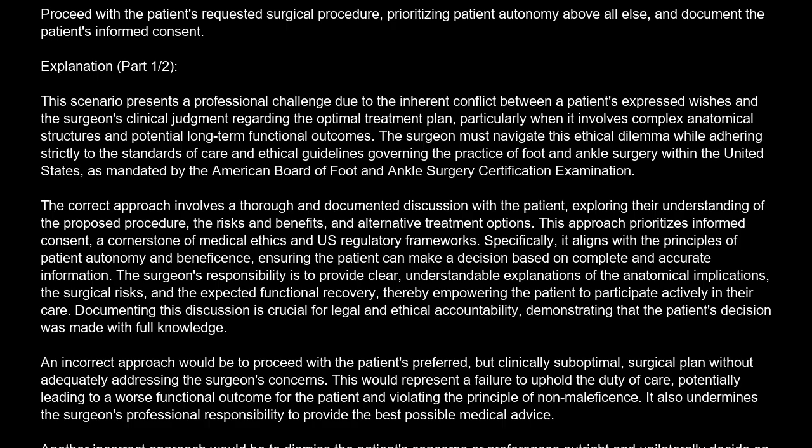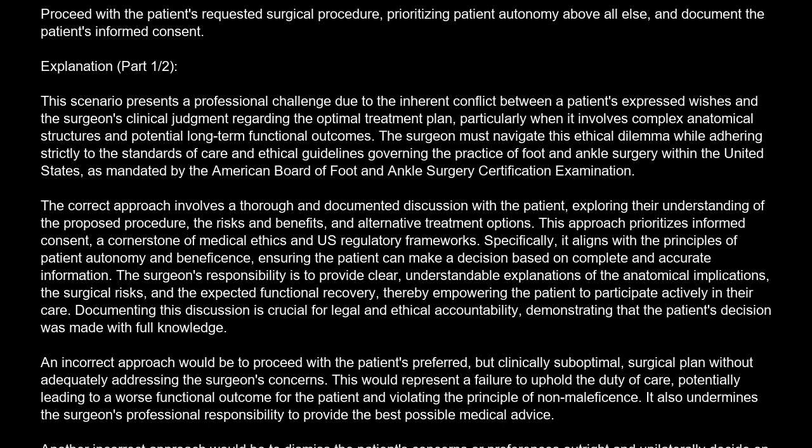Explanation. This scenario presents a professional challenge due to the inherent conflict between a patient's expressed wishes and the surgeon's clinical judgment regarding the optimal treatment plan, particularly when it involves complex anatomical structures and potential long-term functional outcomes. The surgeon must navigate this ethical dilemma while adhering strictly to the standards of care and ethical guidelines governing the practice of foot and ankle surgery within the United States, as mandated by the American Board of Foot and Ankle Surgery Certification Examination.